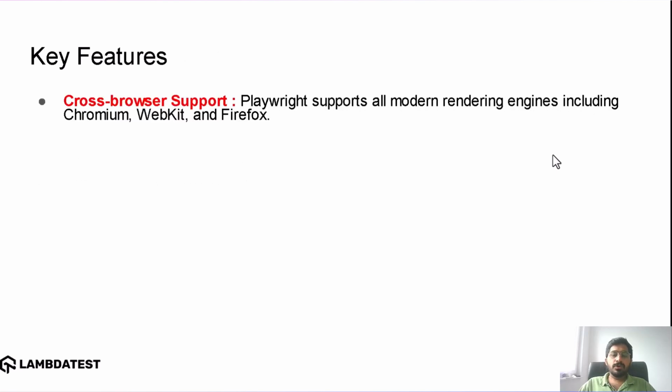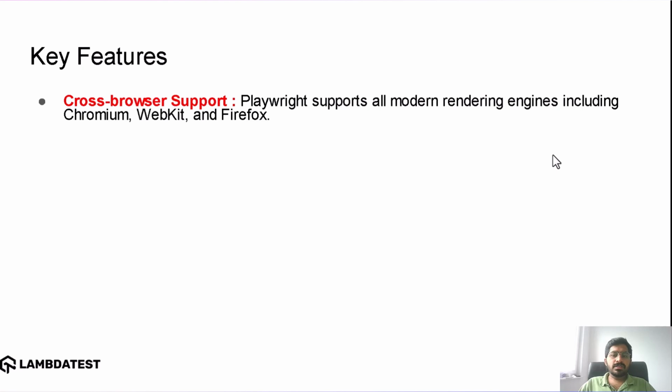The first most important key feature is cross-browser support. This is one of the unique USPs of Playwright, where it stands out among all the other automation tools such as Selenium or Cypress, where Playwright supports all modern rendering engines including Chromium, WebKit and Firefox.